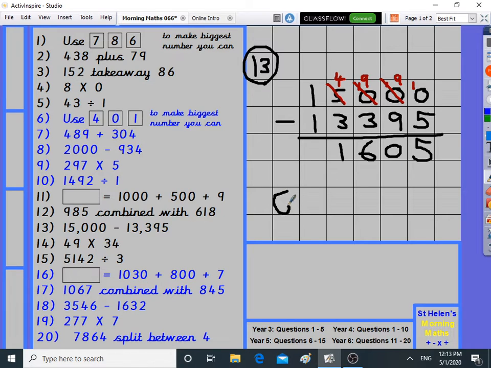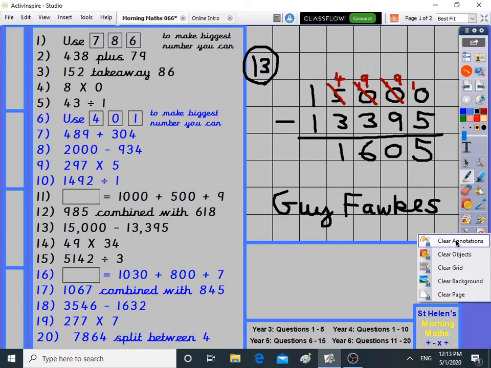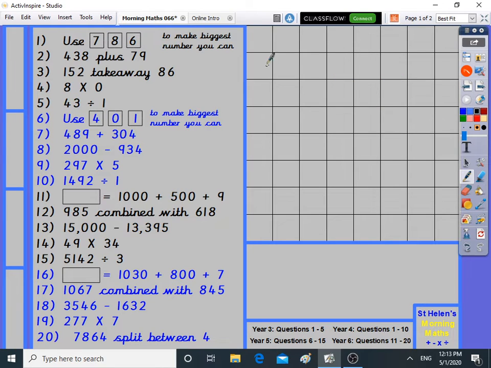Now, you know about fireworks night, it comes around every year. Remember the 5th of November. This is when Guy Fawkes tried to blow up the Houses of Parliament. He did fail, luckily. And that happened in 1605. He tried to blow up the Houses of Parliament in London. Let's go on to question 14.